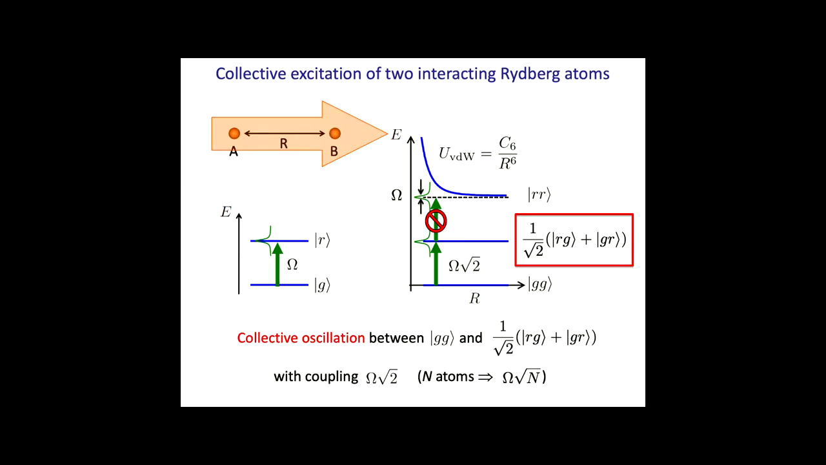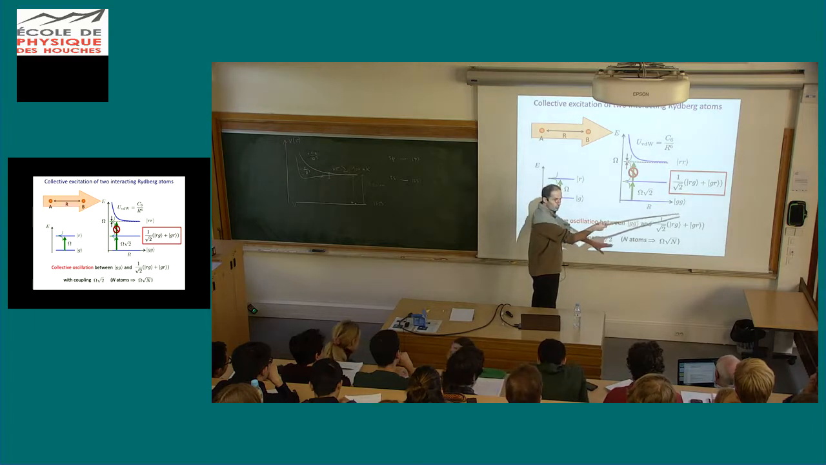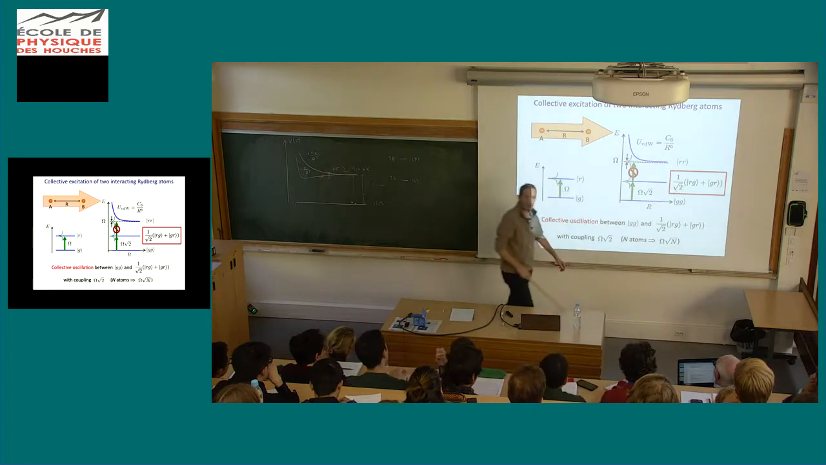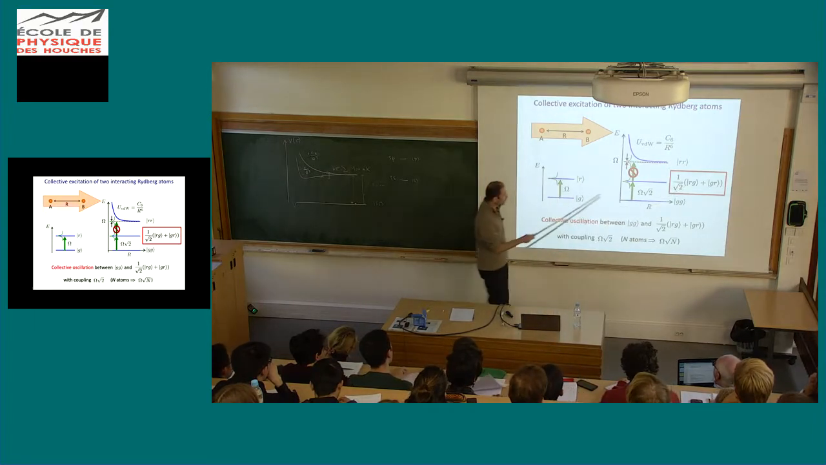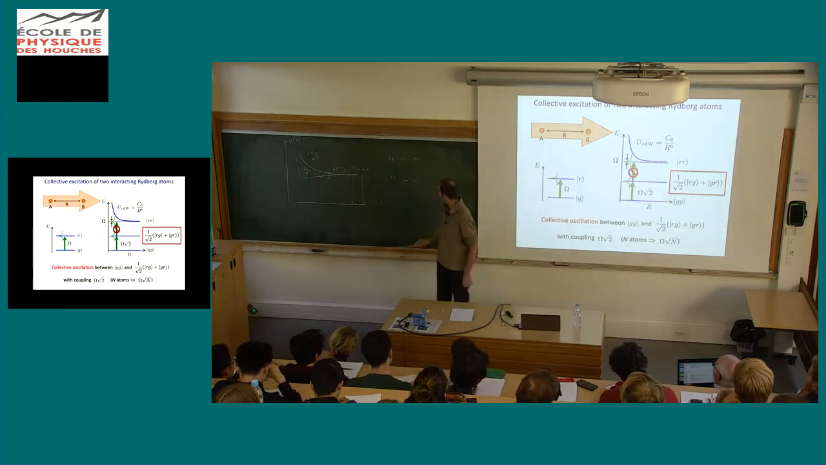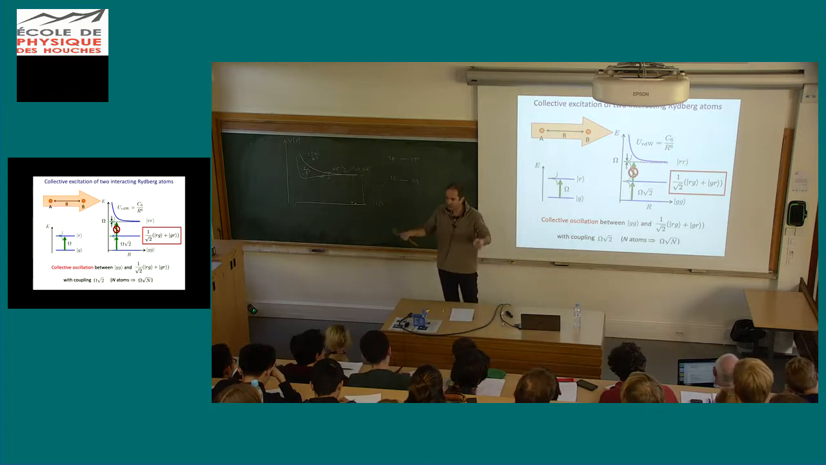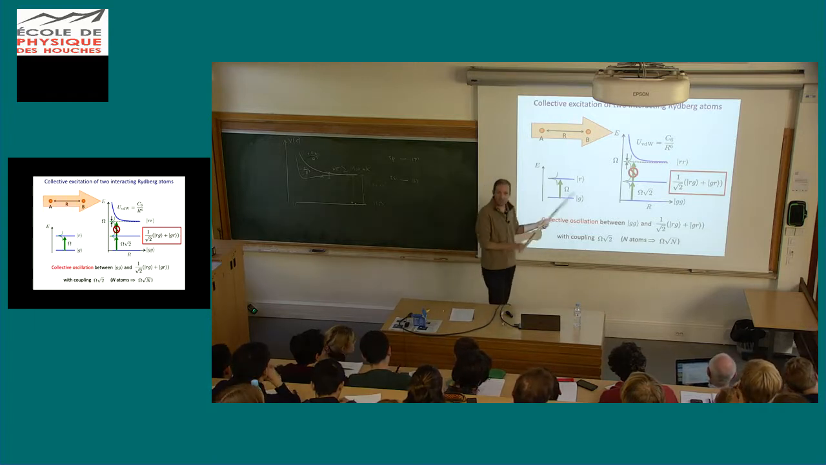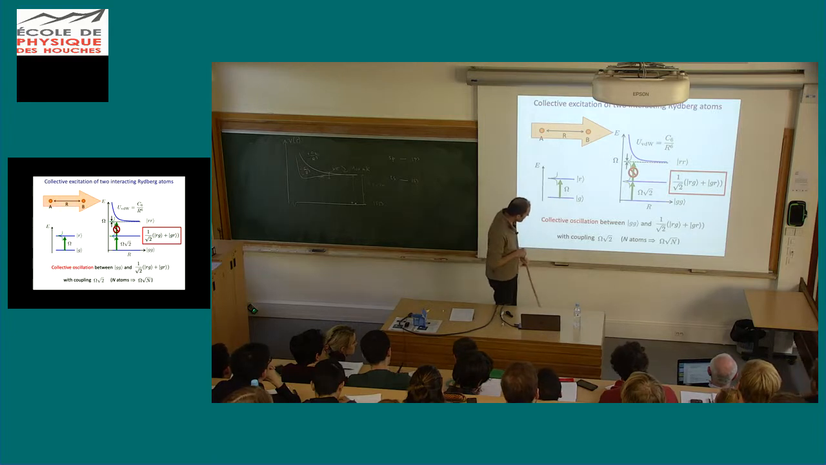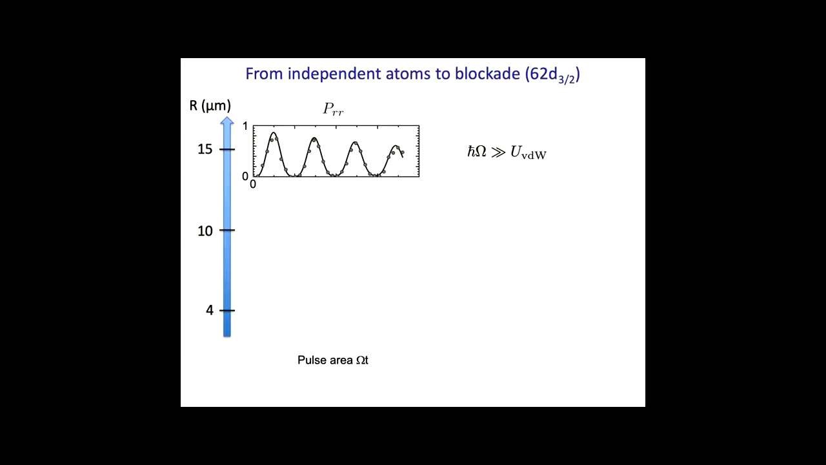And this is exactly the question I answered at some point. You can view them as |GG>, a collective state, two atoms in the ground state, and this entangled state, |RG> plus |GR>. And the coupling strength in this regime is enhanced by a factor square root of 2, which is the drawing I did here, just because the dipole of this collection of two atoms is enhanced by square root of 2. And if you had N atoms, you would have Omega square root of N. So let's try to do that with two atoms.